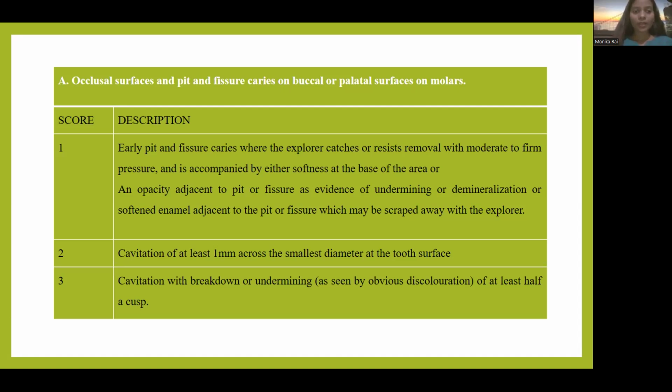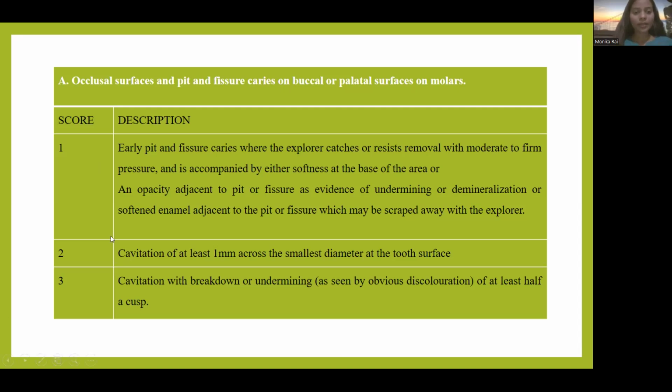So in score 1, we have pit and fissure caries when the explorer catches and resists removal with moderate to firm pressure, and is accompanied by either softness at the base of the area or an opacity adjacent to the pit or fissure as evidence of undermining or demineralization, or softened enamel adjacent to the pit or fissure which may be scraped away with the explorer.